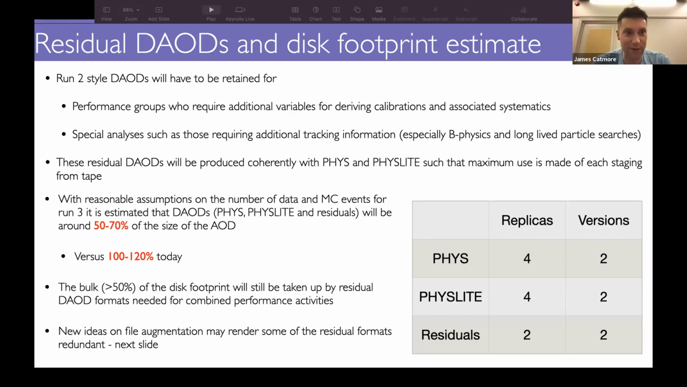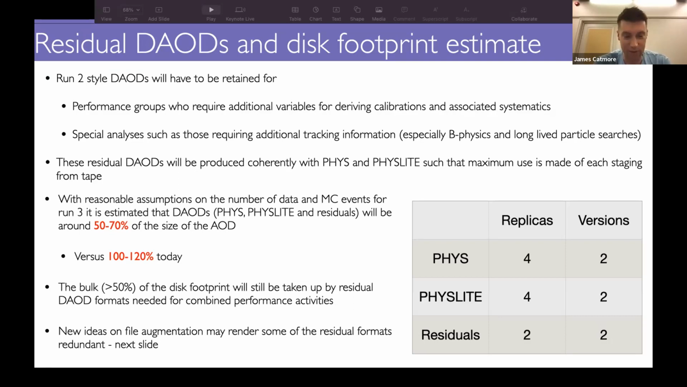We expect that we're going to have to use the Run2 style DAODs for the combined performance groups who have to be able to derive calibrations and systematics, and also special analyses, such as those that require tracking information. This is especially relevant to BFIX and long-lived particle searches. The residual DAODs will be produced coherently with FIS and FIS-Lite to make maximum use of each staging from tape.